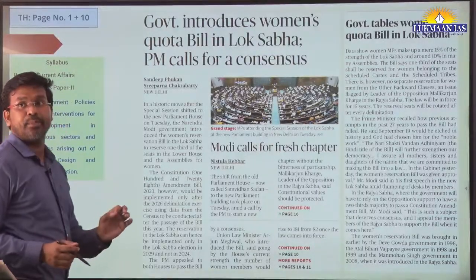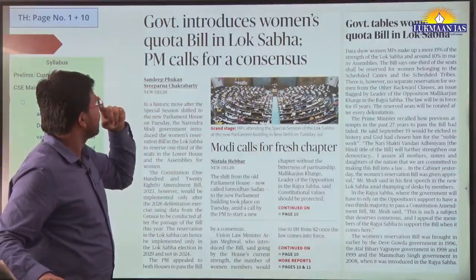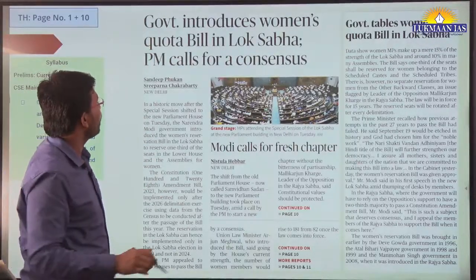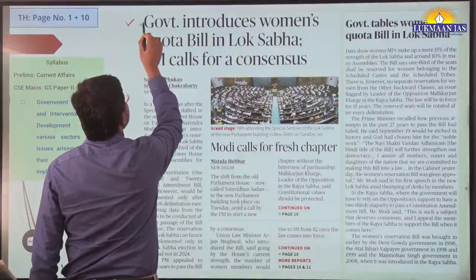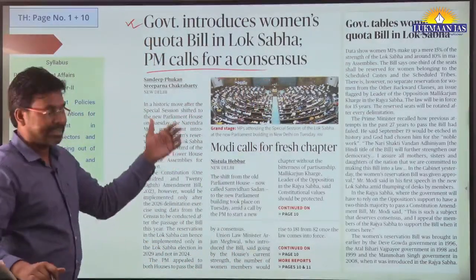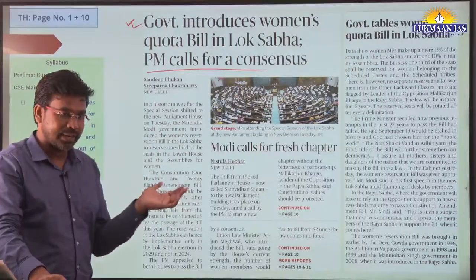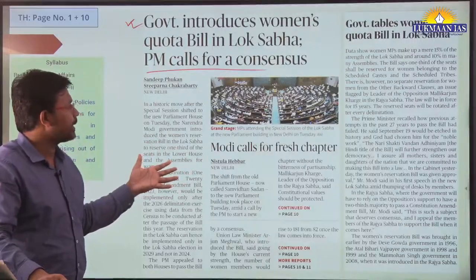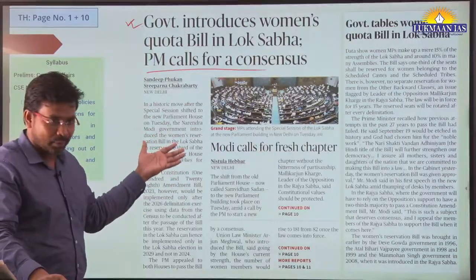This topic is again important. It says: government introduces women's quota bill in Lok Sabha, PM calls for a consensus. Now, recently the parliament building has been shifted. Earlier they were functioning from the old parliament building, and now they have created a new parliament building and assembled there.